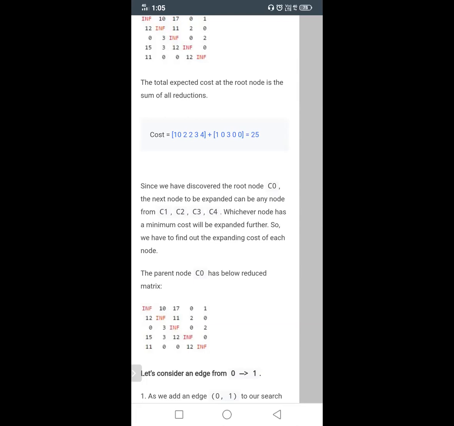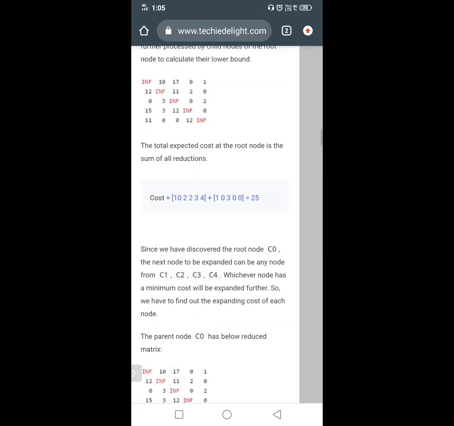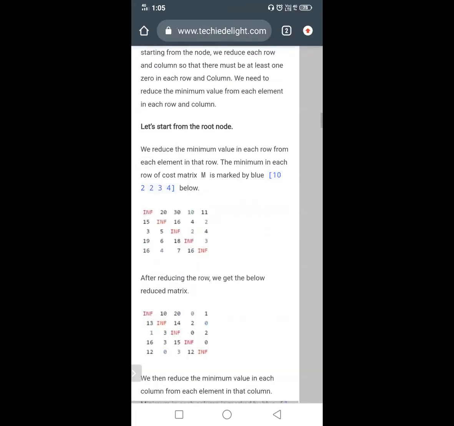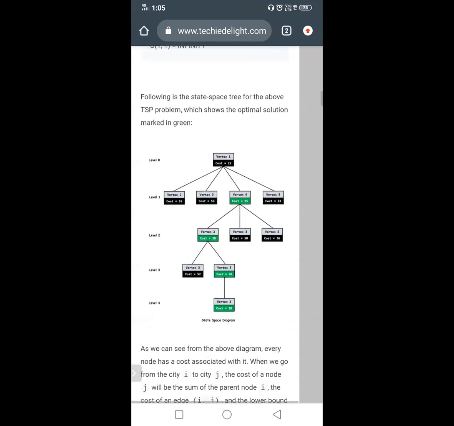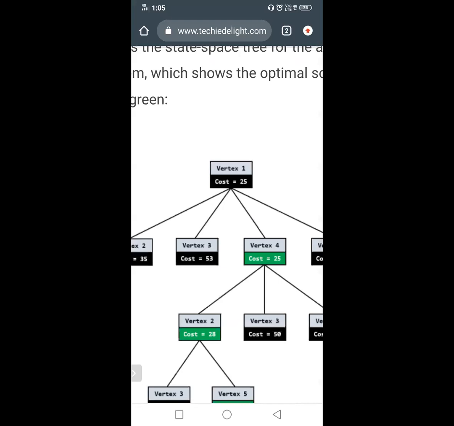So since we have discovered the root node, that is C node, the next node to be expanded, that is C1, C2, C3, C4. So which node is expanded? We have to decide that one. So first, the root node we consider is C node. That's why I write C node here. See here, the node vertex 1 cost is 25, that is C node.